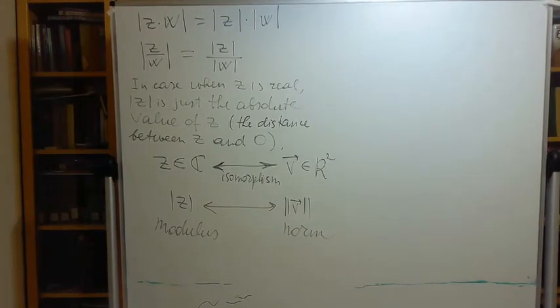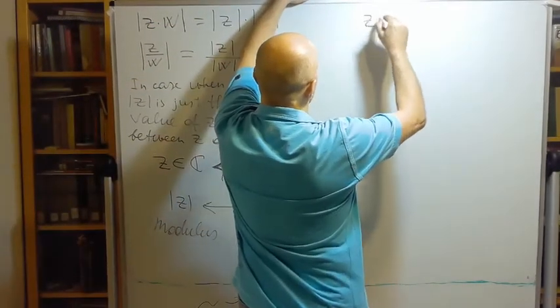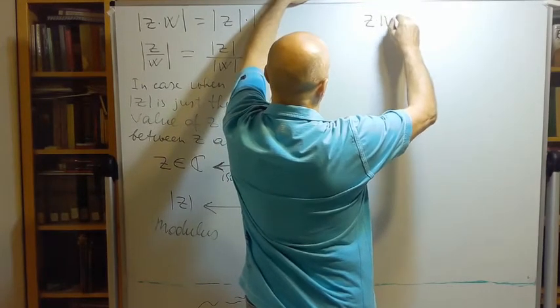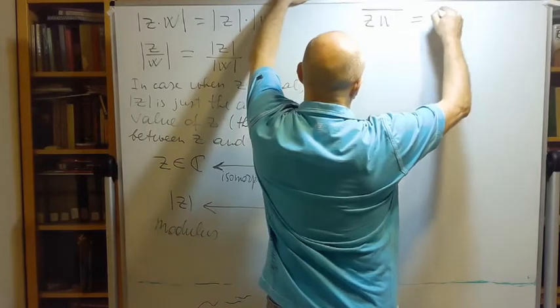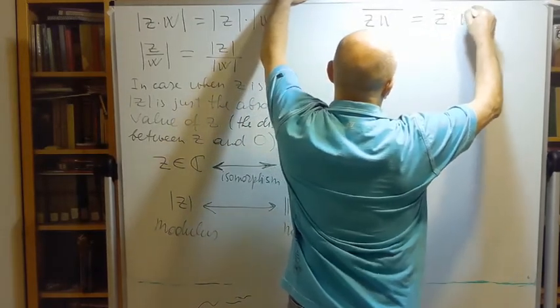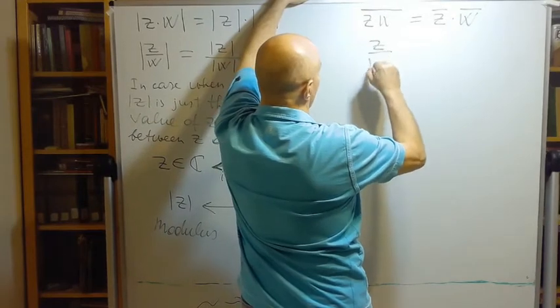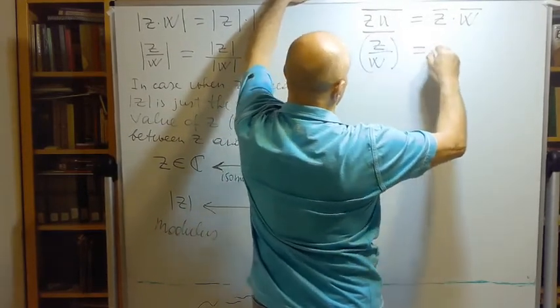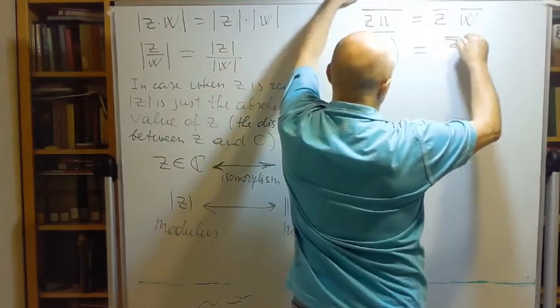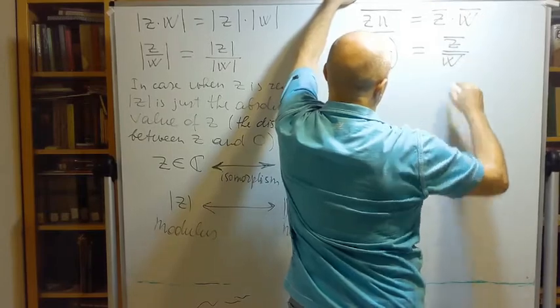Yes. What about the conjugates? What are properties of conjugates? I want you also to prove some properties. (z multiplied by w) conjugate, you can guess, will be z conjugate multiplied by w conjugate. (z over w) conjugate will be the same as z conjugate over w conjugate.